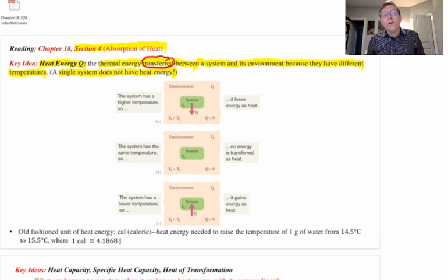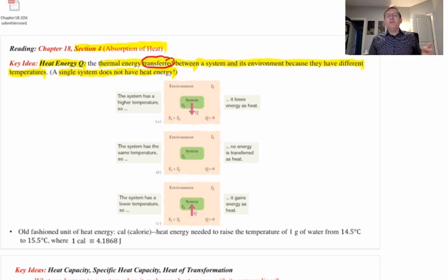Remember, the other way we transfer energy between a system and its environment is work. Work's transfer is because of a force. Heat transfer is because of a temperature difference. And just like we wouldn't say that block has 10 joules of work, we wouldn't say that block has 10 joules of heat.